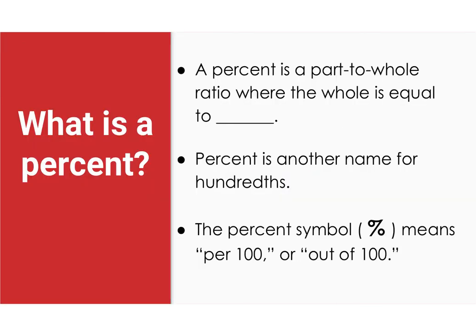A percent is a part to whole ratio where the whole is equal to 100. So percents are always out of 100. Percent is another name for hundredths. The percent symbol means per 100 or out of 100.